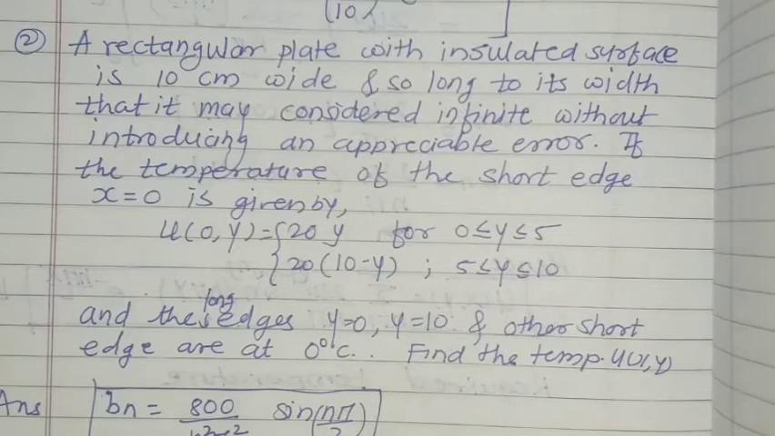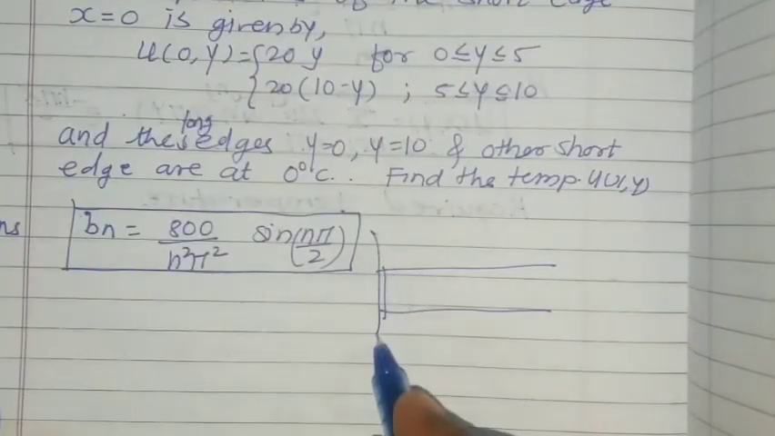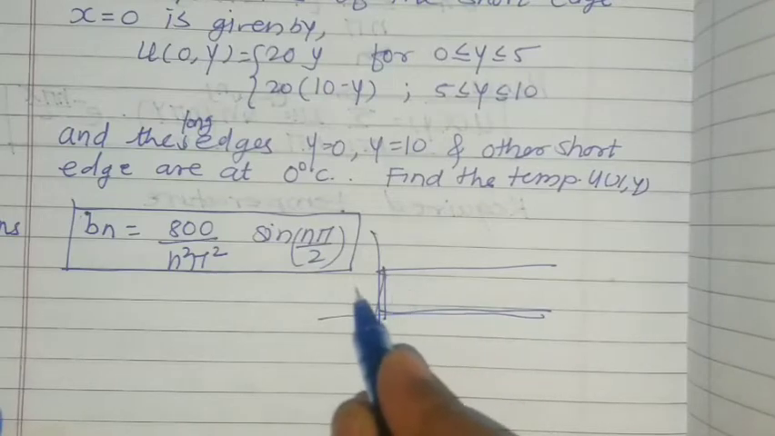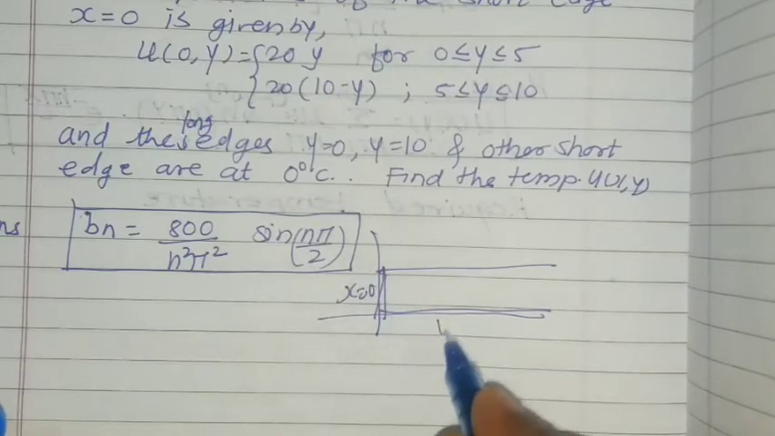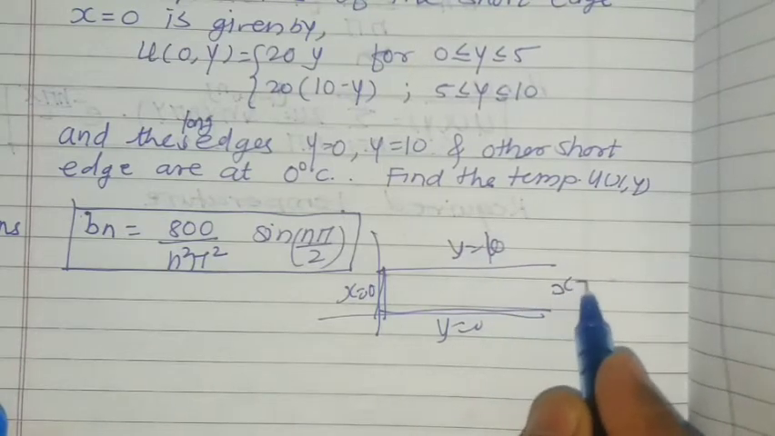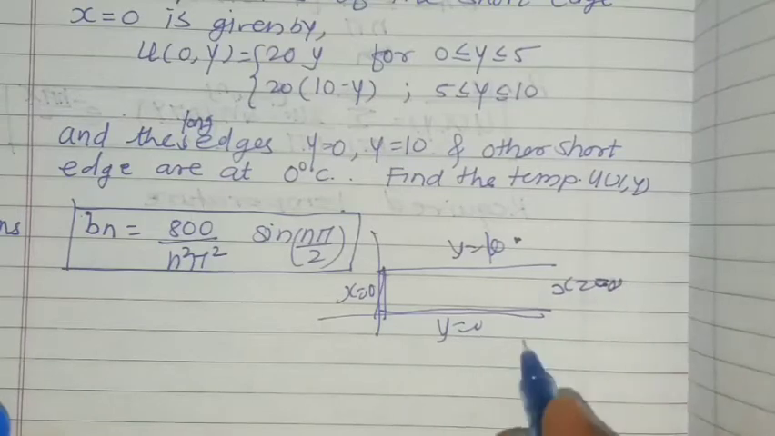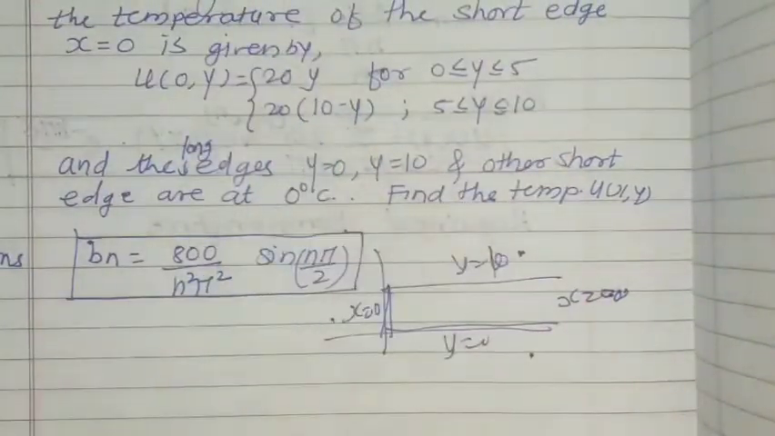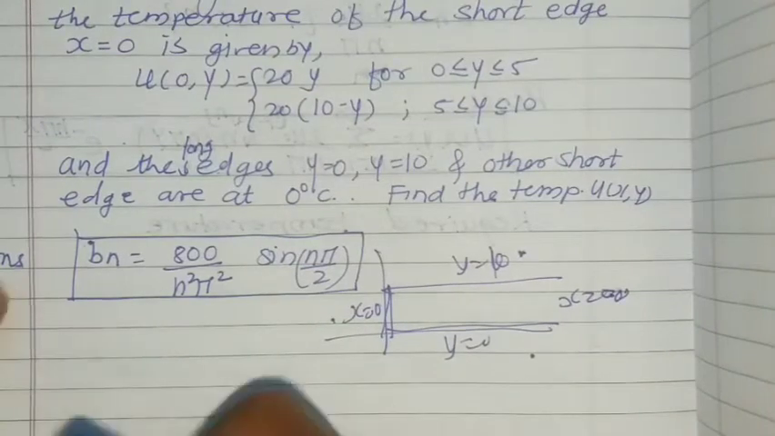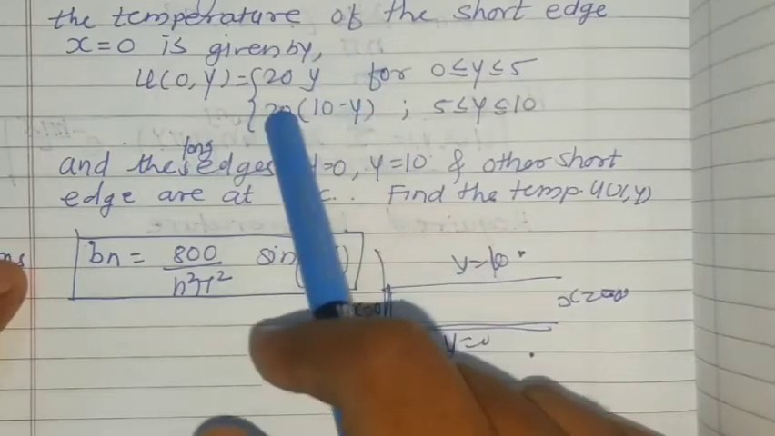So you are having this type of plate here, a horizontal plate of infinite length. X equal to 0 is this, y equal to 0 is this, y equal to 10 is this line, and this is x equal to infinity. At this point temperature is 0, at this point temperature is 0, at this point also temperature is 0, at this point temperature is this. So this is like the first problem that we have solved in this video. Now the only thing is your temperature is a function, and that function is also a discontinuous function.